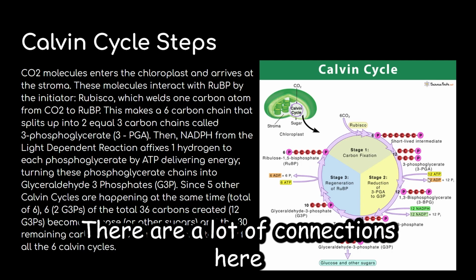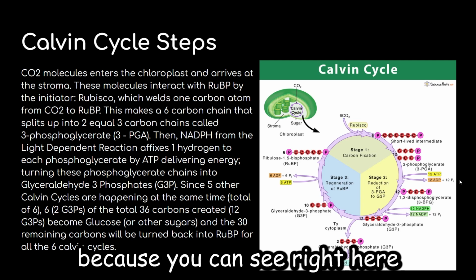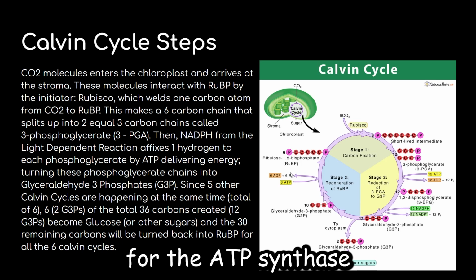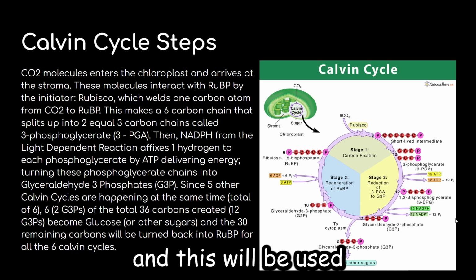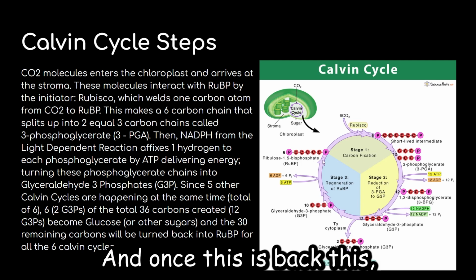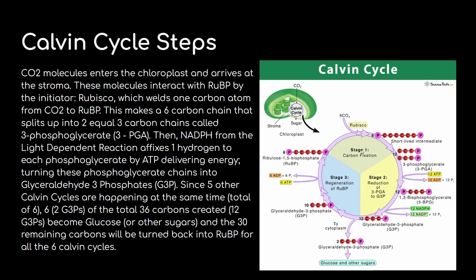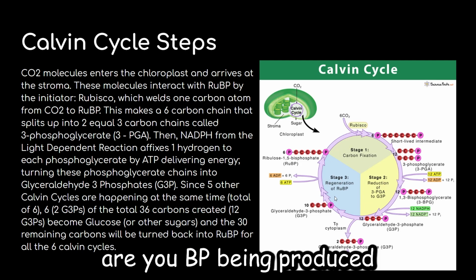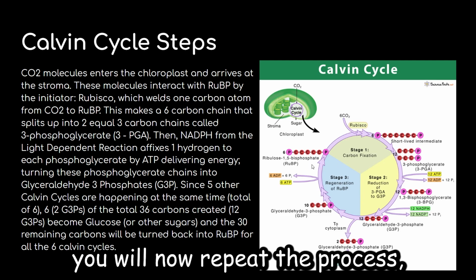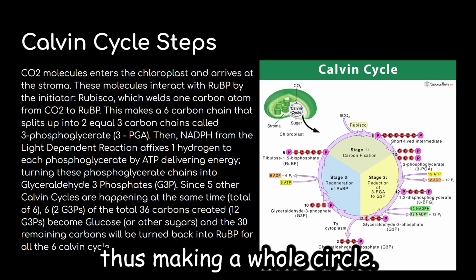There are a lot of connections here because you can see right here that this will be used for the ATP synthase and this will be used for photosystem 1, and once this is back, this RuBP being produced for each of these Calvin cycles will now repeat the process, thus making a whole circle.